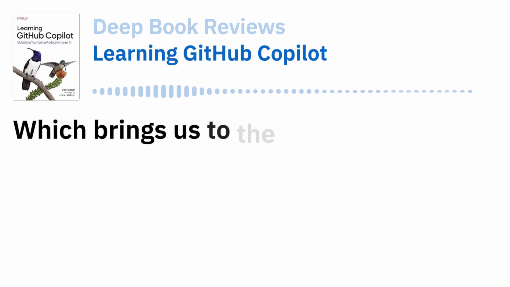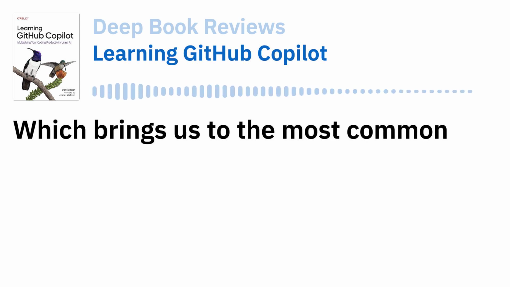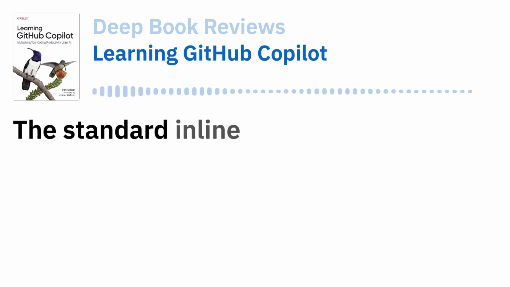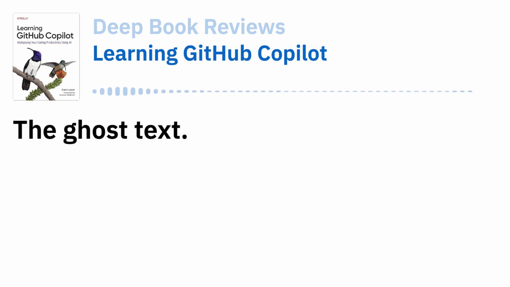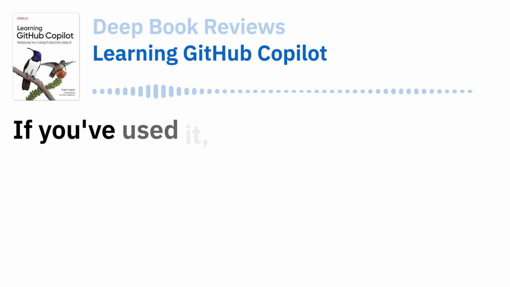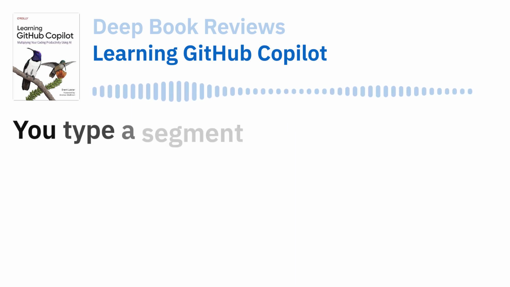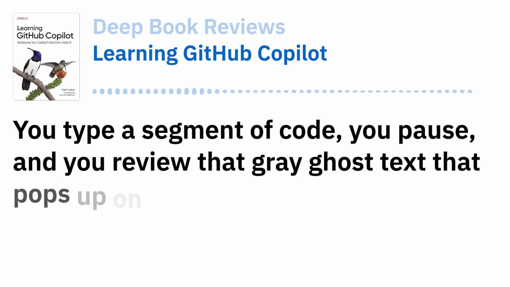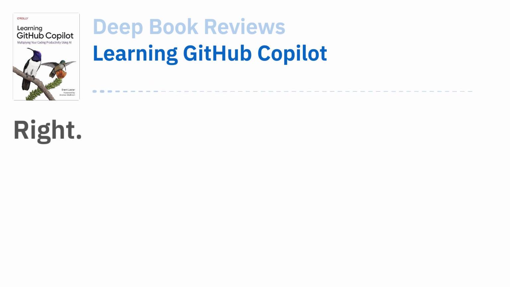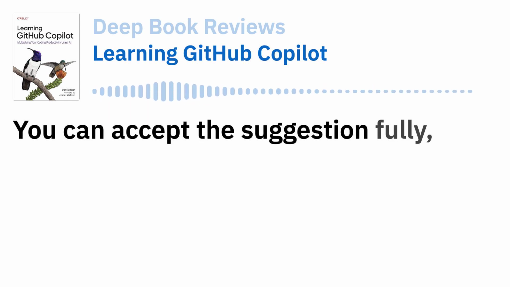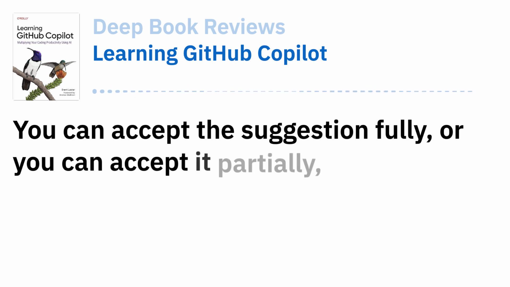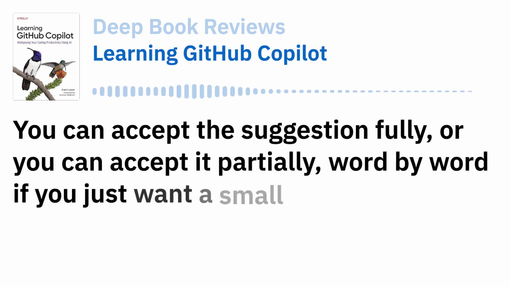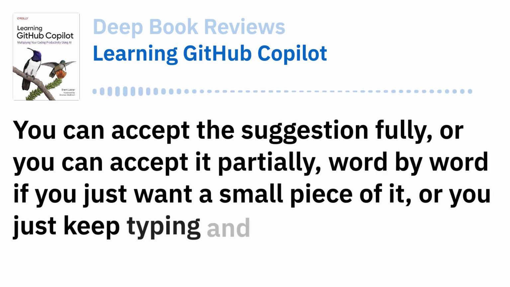Which brings us to the most common way you interact with it, the standard inline workflow. Right, the ghost text. Exactly. If you've used it, you know the rhythm. You type a segment of code, you pause, and you review that gray ghost text that pops up on your screen. And then you have a choice. Right. You can accept the suggestion fully, or you can accept it partially, word by word, if you just want a small piece of it, or you just keep typing and discard it entirely.